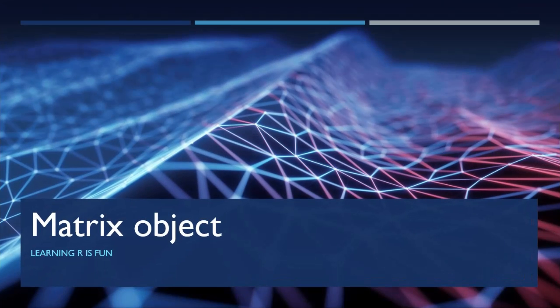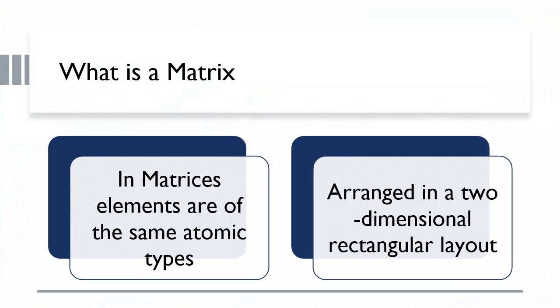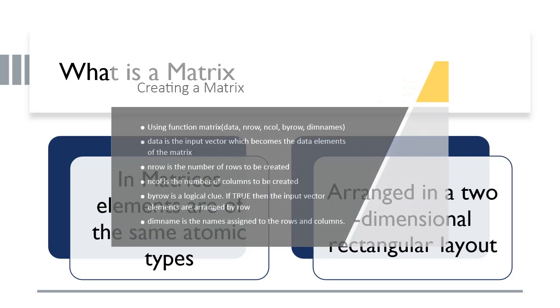In the last video, we discussed the list data type, which is most flexible but also requires a little bit of effort to handle. In this video, we will see another data type, matrix. Matrices are the R objects in which the elements are arranged in a two-dimensional rectangular layout. They contain elements of the same atomic types.